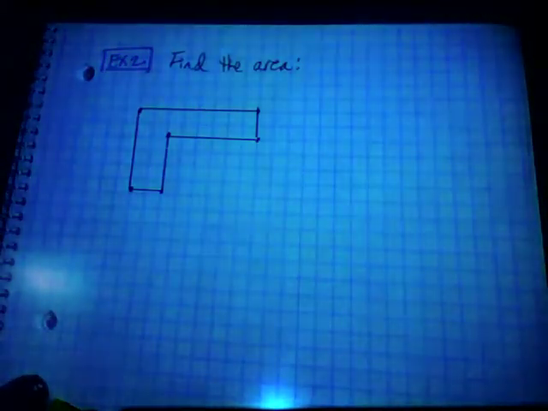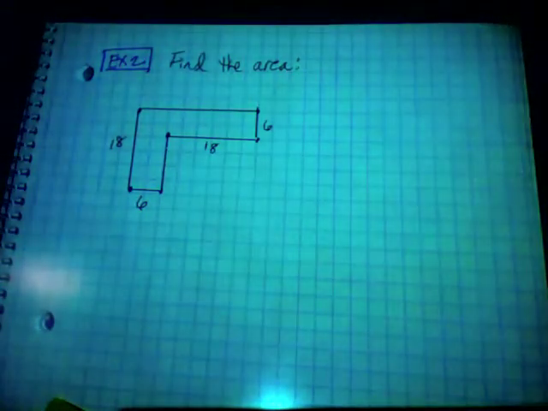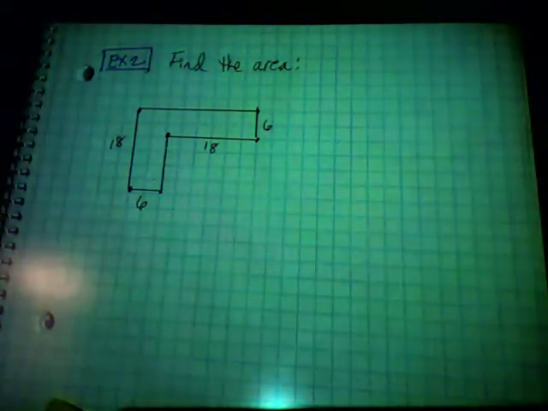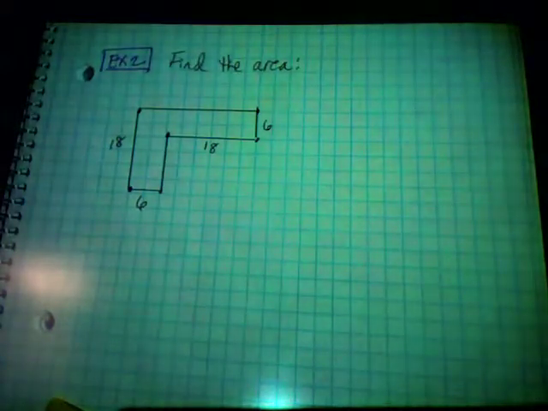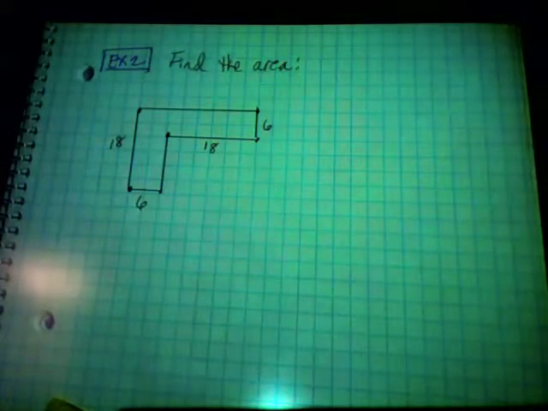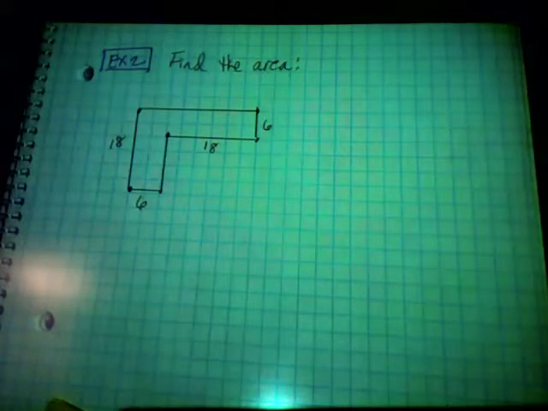So we have this L-shaped figure. This side is 18. This side is 6. This is also 18. And this is also 6. Is that a polygon? Is it closed with straight sides? Yes, so it's a polygon. It's not one that we normally name. So you have to decide, you have to cut it into pieces. You have to cut it into shapes that you're familiar with, squares, rectangles, triangles.